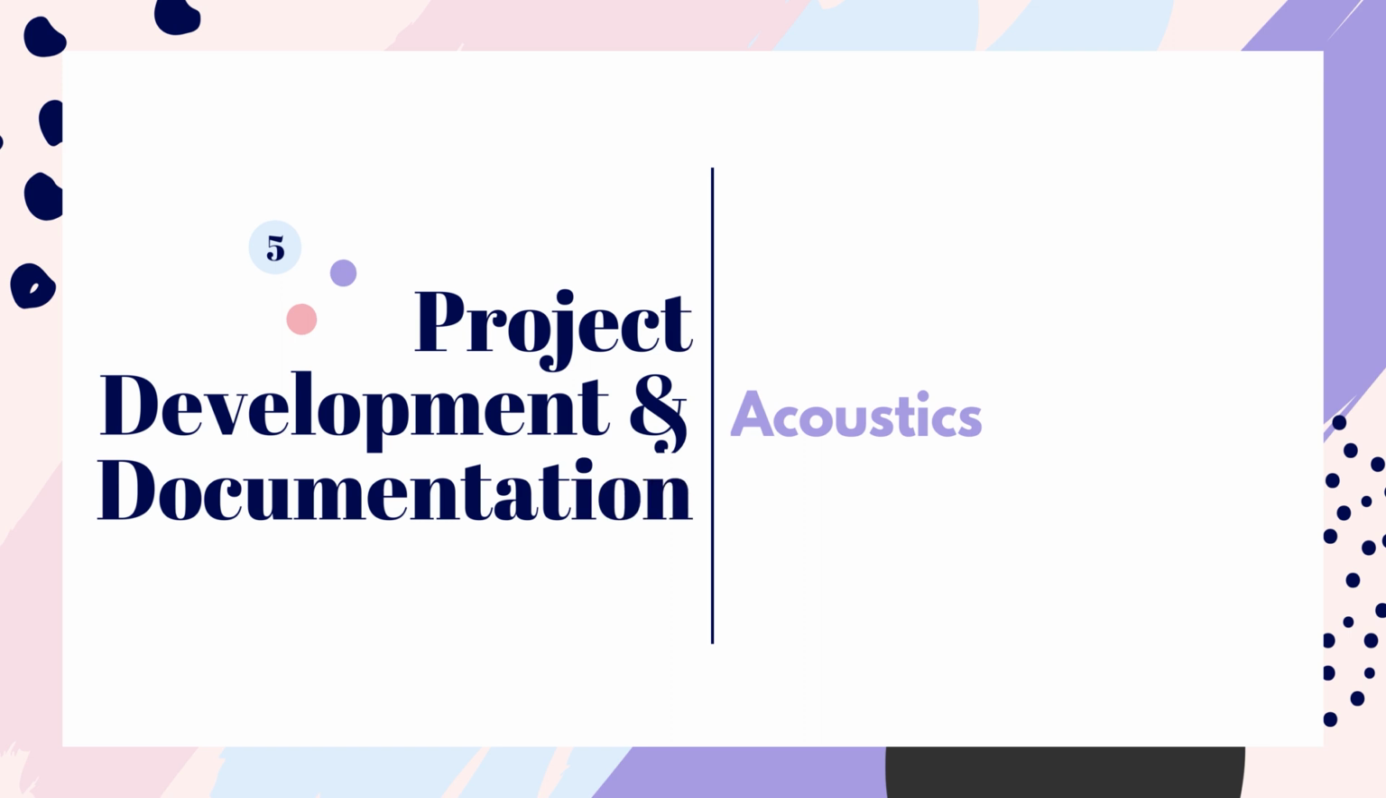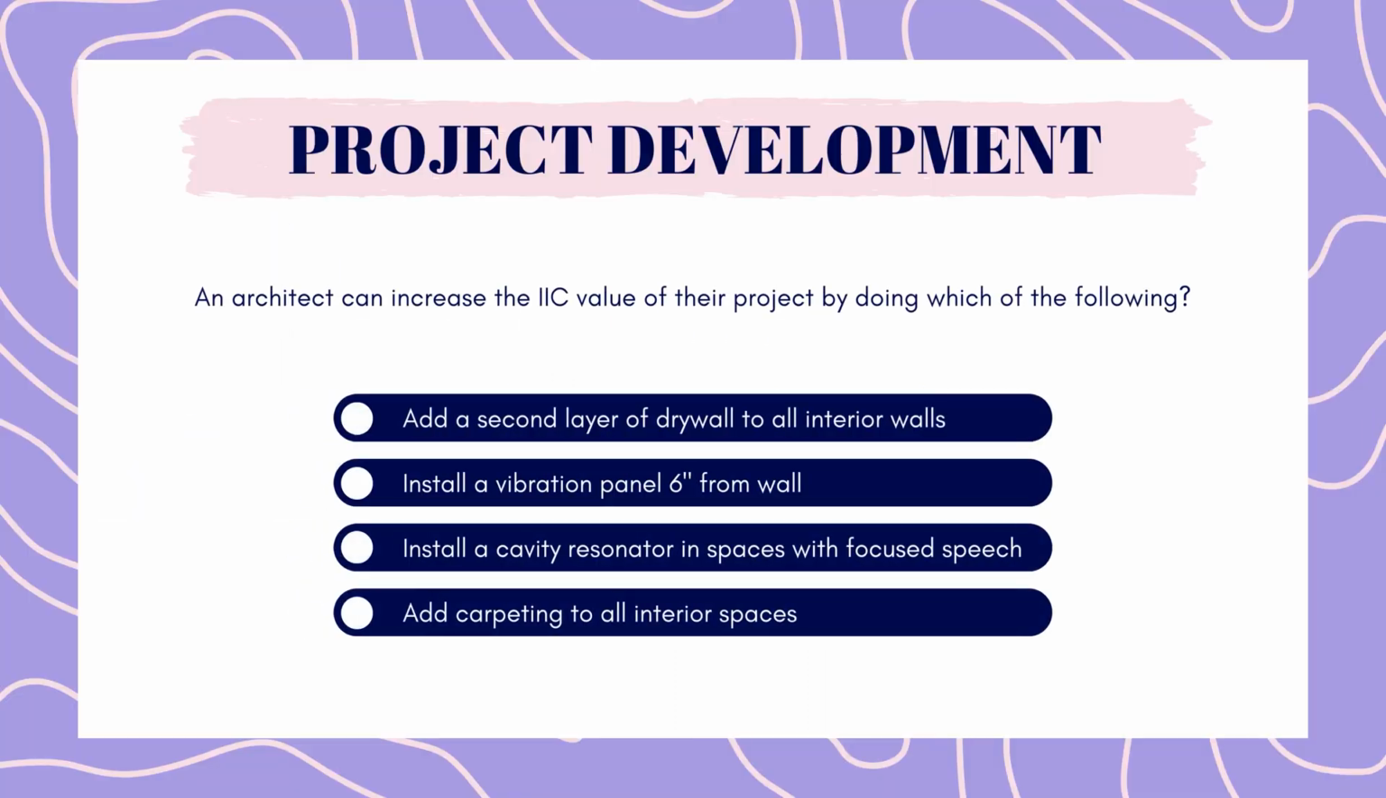Now on to project development. An architect can increase the IIC value of their project by doing which of the following? Adding a second layer of drywall to all interior walls, install a vibration panel 6 inches from the wall, install a cavity resonator in spaces with focused speech, add carpeting to all interior spaces.